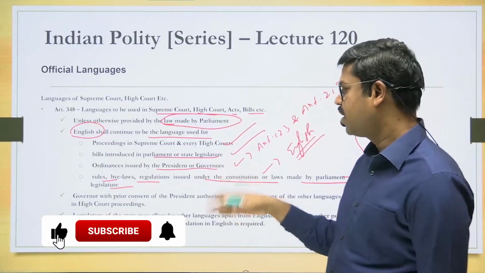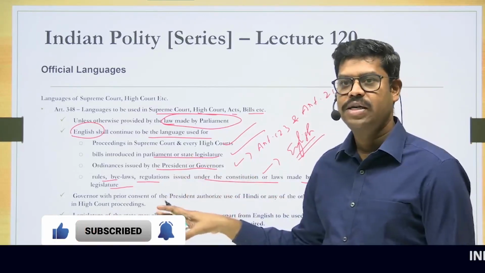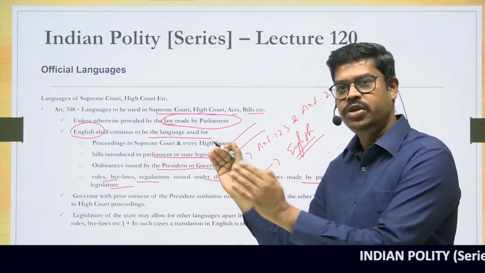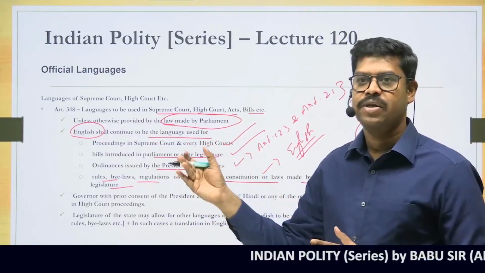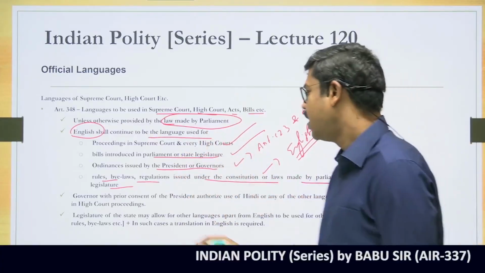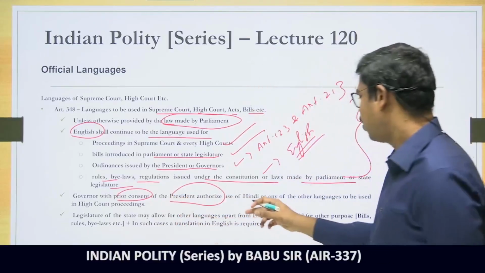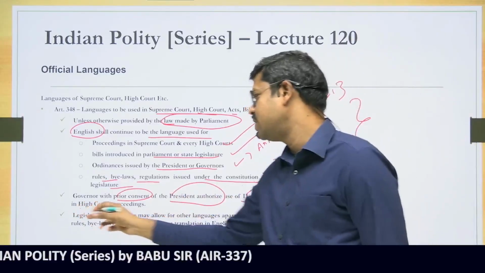Now what further is given in the Constitution is the governor with a prior consent. So here it is an exception which is given in the Constitution itself. What shall be the language for all the purposes? It is English, unless until the Parliament makes a law. But what is the exception? The governor with the prior consent of the President of India shall authorize Hindi or any of the other languages to be used in the proceedings in the High Court.